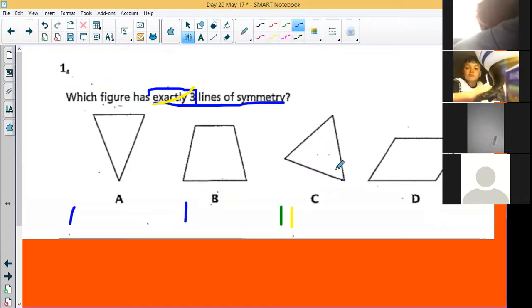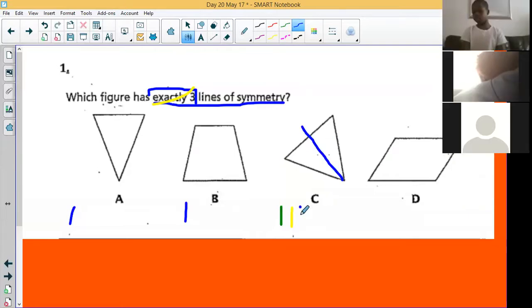Let's go from this corner to this corner now. All right, look at my blue line. London B, is that a line of symmetry? Yes, it is. How do you know? Because one side looks like the other. You're exactly right. So that would be a third line of symmetry.